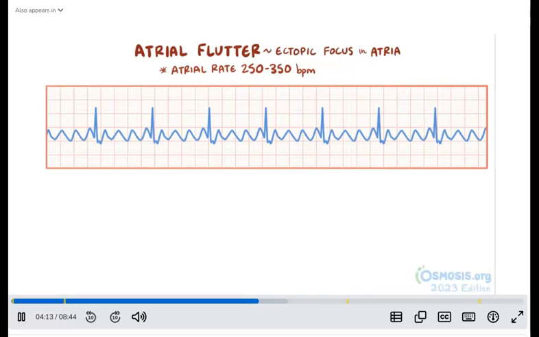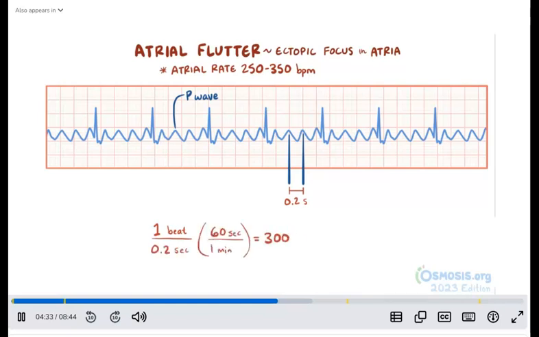To calculate the atrial rate, you can use the same methods as before, except you look at P waves instead of R waves. If one P wave starts on a heavy line, and the next P wave starts in the next heavy line, or 0.2 seconds later, then again you've got 1 beat for every 0.2 seconds. And multiplying by 60 seconds in a minute, you get 300 beats per minute. You could also remember that nifty trick where 1 big box is equal to 300 beats per minute.